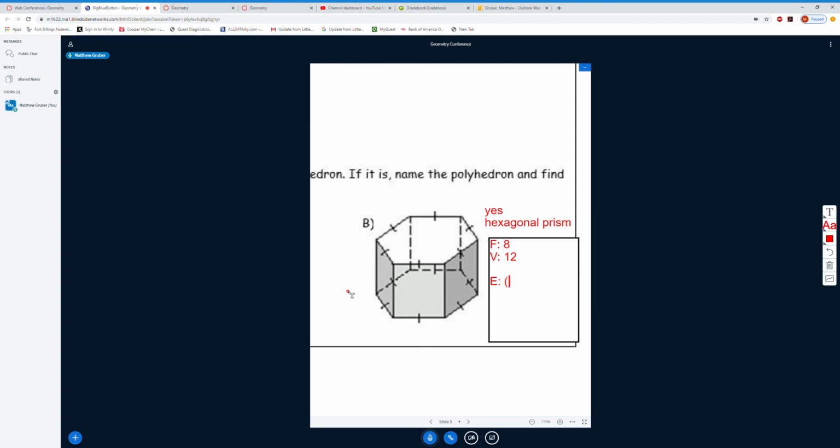Now we can use the formula to find the number of edges rather than counting. So all we need to do is 8 plus 12 and subtract 2. So the number of edges will be 8 plus 12, 20, minus 2, has 18 edges. You can verify. You can count each edge. 1, 2, 3, 4, 5, 6, 7, 8, 9, 10, 11, 12, 13, 14, 15, 16, 17, 18. So either way, if you want to count it or use the formula, you should get the correct answer.